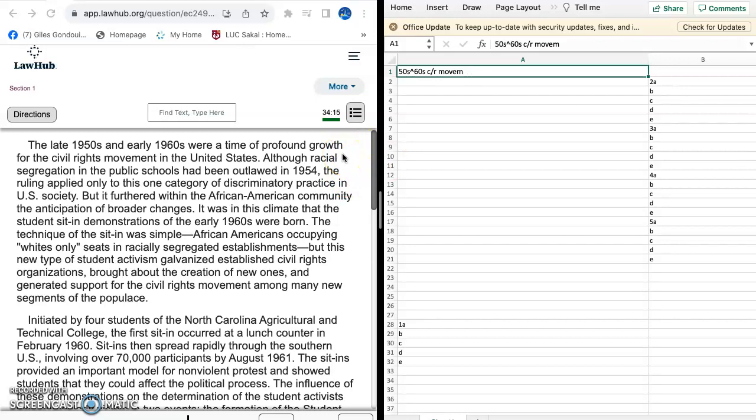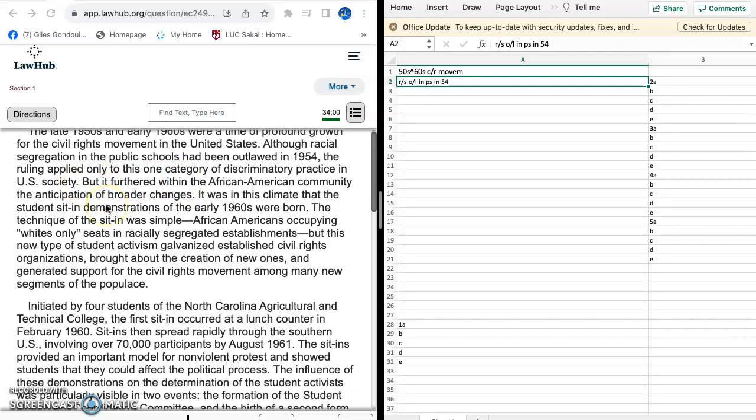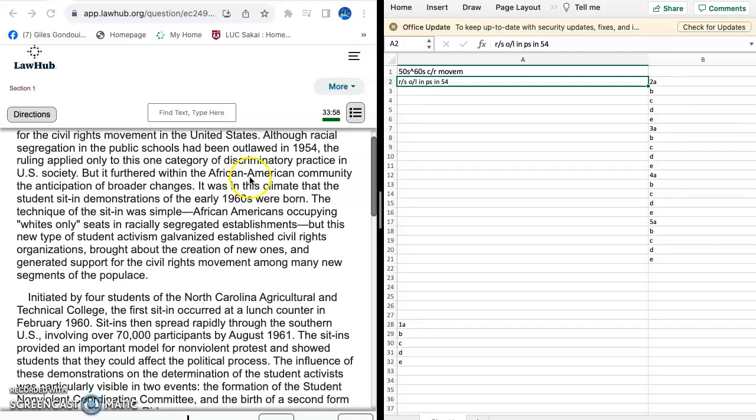Although racial segregation in the public schools had been outlawed in 1954. So, racial segregation outlawed in public schools in 54. The ruling applied to only this one category of discriminatory practice in U.S. society. But further within the African American community, they anticipated the broader change. So I'm going to put AACOM change, so African American community change.